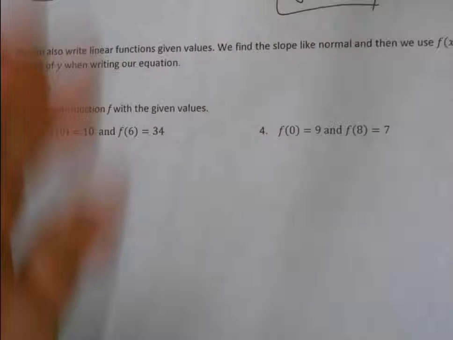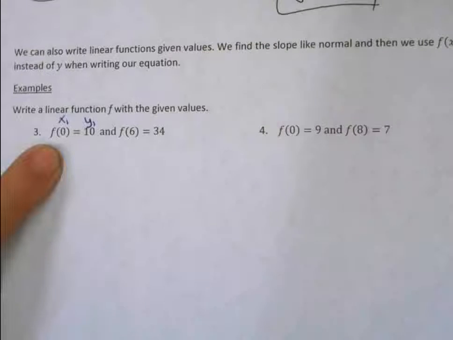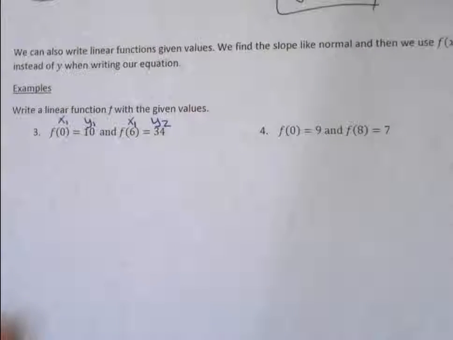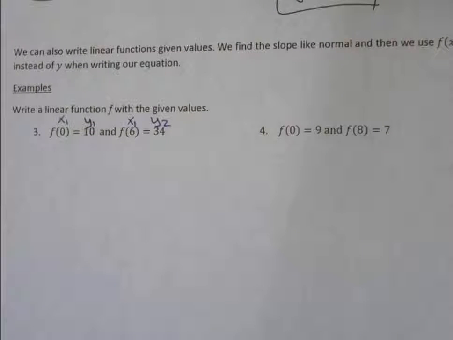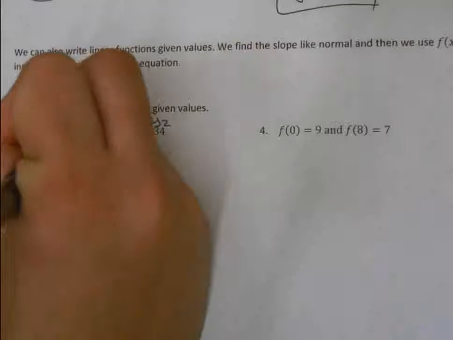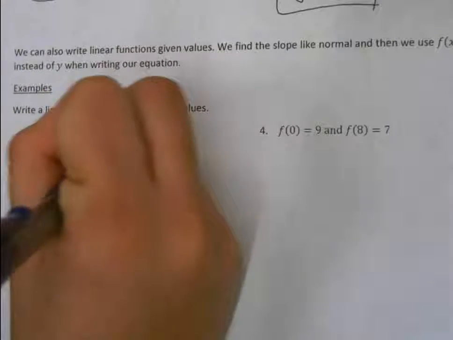Okay. So number 3 kind of works the same way. The number inside the parentheses is going to be my x1. The number that it equals is my y1. So this is my x1 and y1. Then I plug in, I'm going to have 34 minus 10 over 6 minus 0.